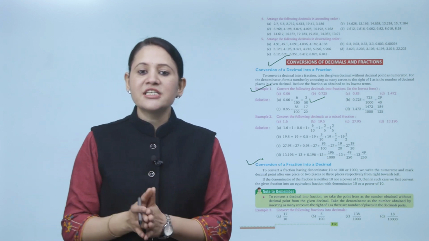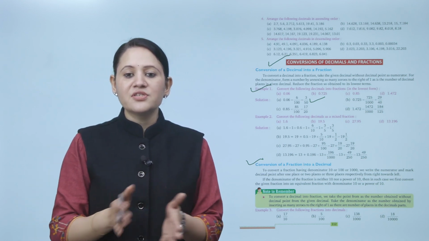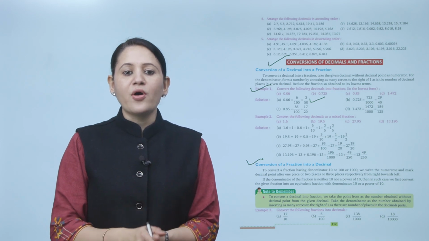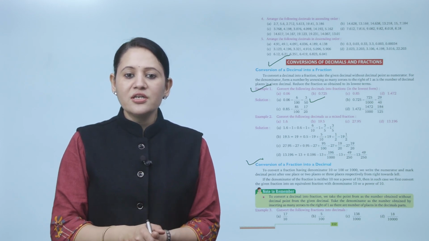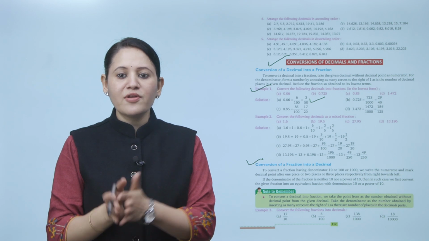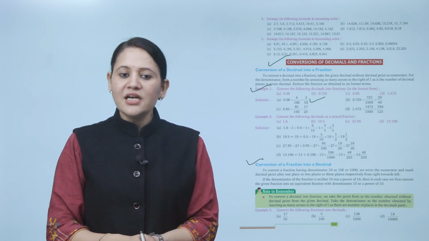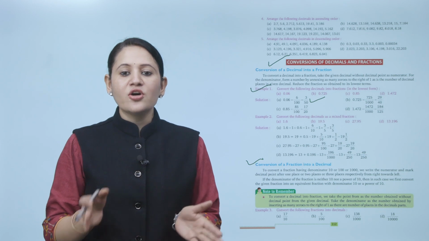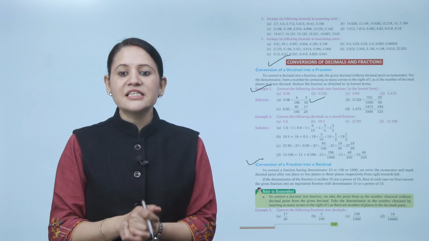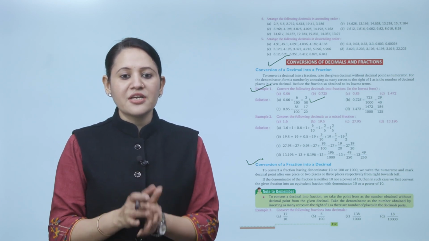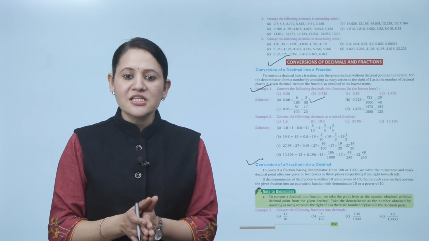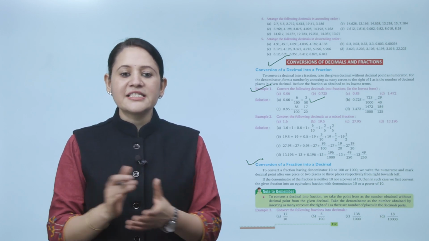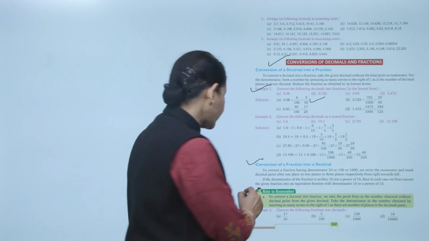Next is conversion of a fraction into a decimal. To convert a fraction having denominator 10, 100, 1000, we write the numerator and mark the decimal point after 1 place, 2 places, 3 places respectively from the right toward the left. If the denominator of the fraction is neither 10 nor a power of 10, then in such a case, we first convert the given fraction into an equivalent fraction with denominator 10 or a power of 10. Clear?